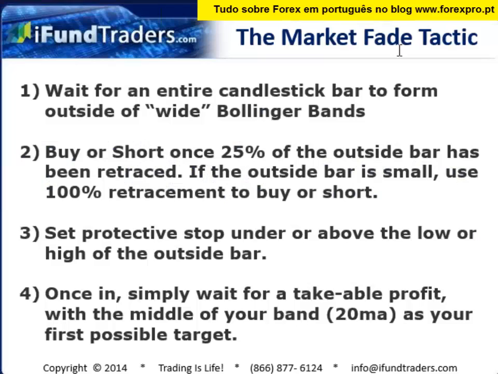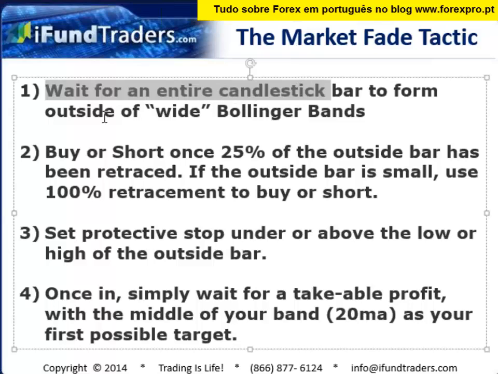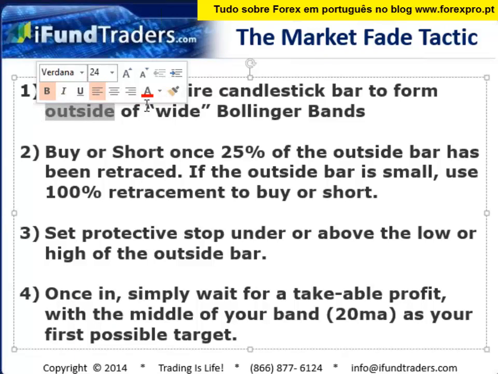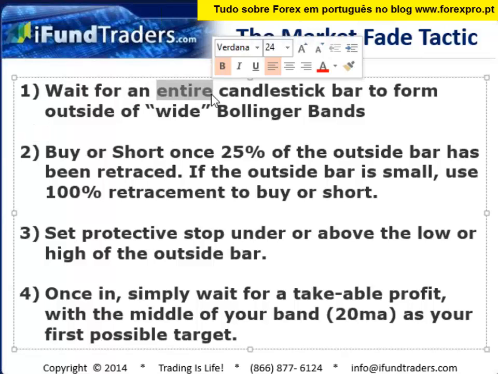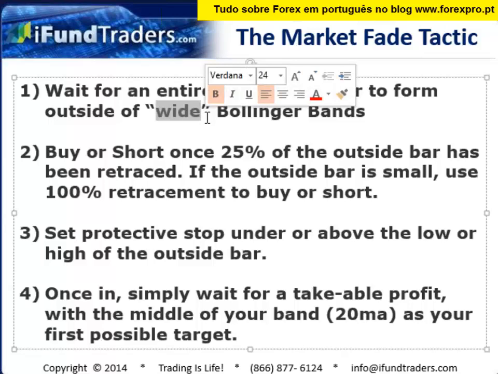The first thing for the market fade tactic we need to do is wait for an entire candlestick bar to form outside of wide Bollinger Bands. Almost every word in this statement is important. We need the entire, that's the first word that's important. Now, I'm willing to flex this a little bit, but the vast majority of the bar I want completely outside the bands, okay? Those bands must be wide at the time it reaches outside of the bands.